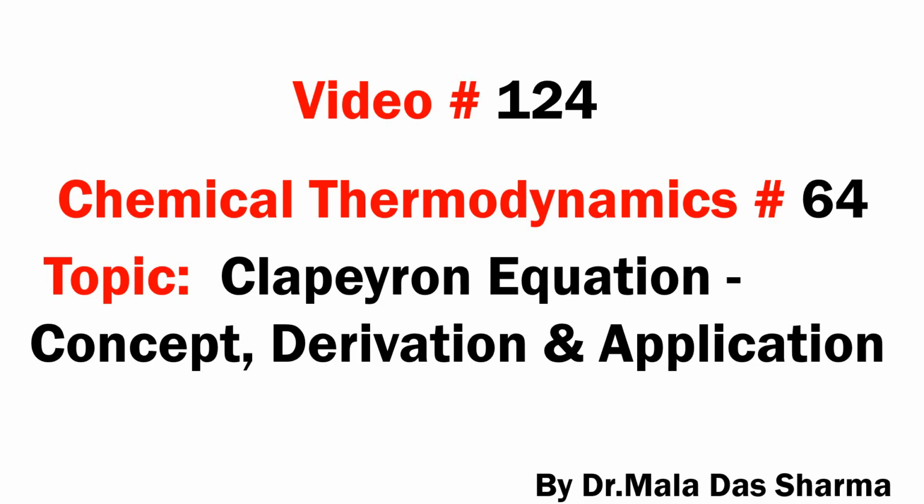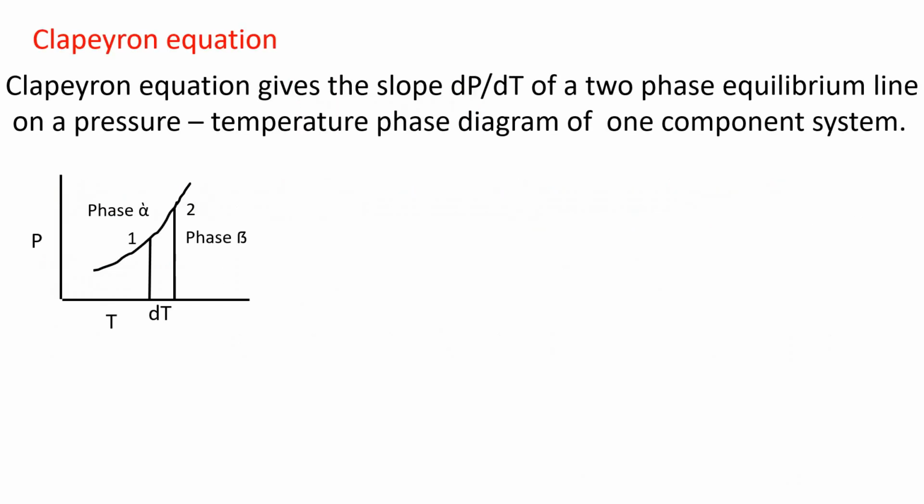And this video is the 64th episode of Chemical Thermodynamics, where the topic is Clapeyron equation, concept, derivation and application. So let's start. See, Clapeyron equation gives the slope dP/dT of a two-phase equilibrium line on a pressure-temperature phase diagram of one component system.